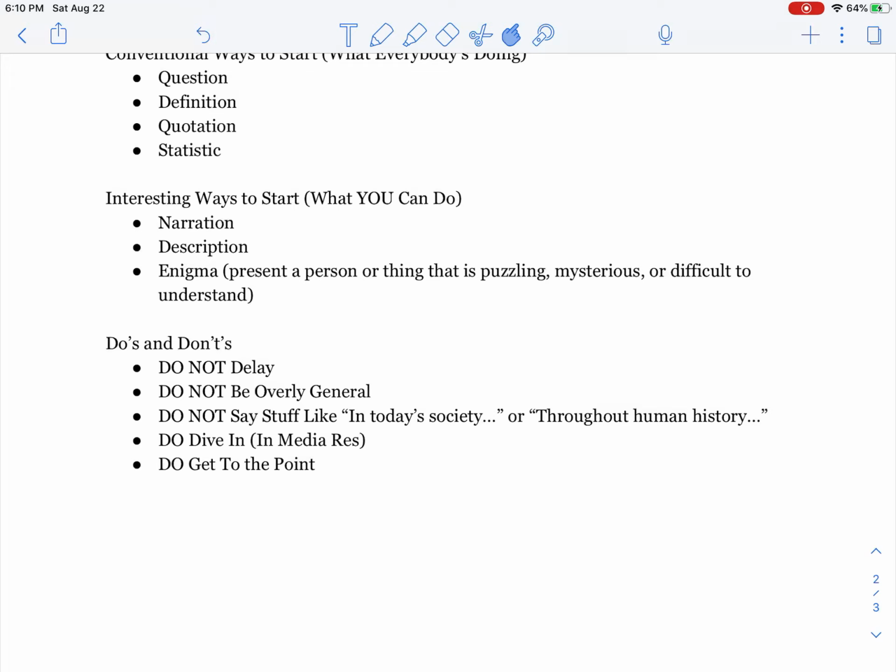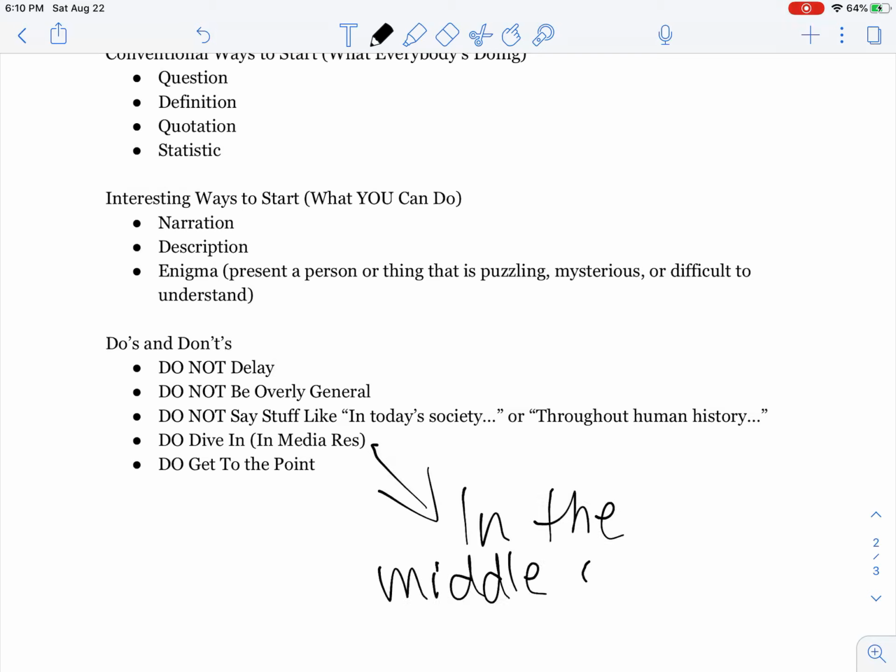So some do's and don'ts about introductions. Don't delay. Get straight into it. Don't be overly vague or general. Don't say stuff like "in today's society" or "throughout human history" or "through all the world," just overgeneralizations like that. But things you do need to do, dive right in. Do get straight to the point. So in medias res is a Latin term meaning in the middle of things.